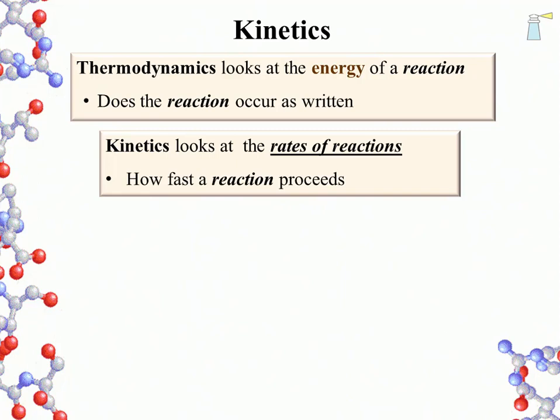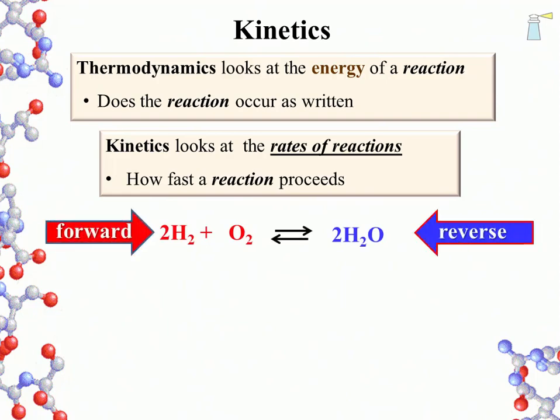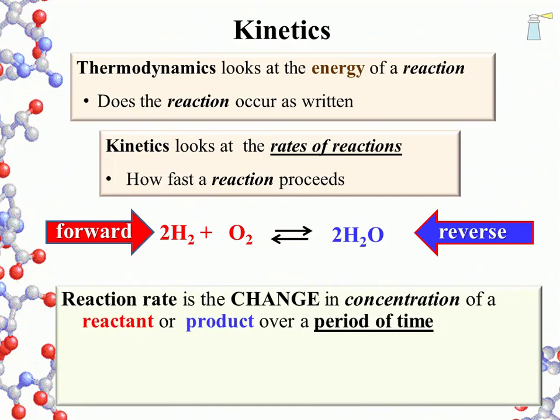So, what exactly is a reaction rate? Returning to the formation of water as a reversible reaction, a reaction rate is the change in concentration of a reactant or product over a period of time. Rate means change. As an equation, the reaction rate can be expressed as using either reactant or products. One form has the change, delta, of the concentration of a reactant divided by the change in time.